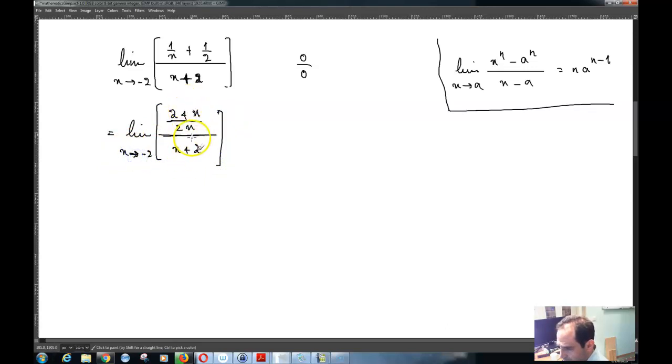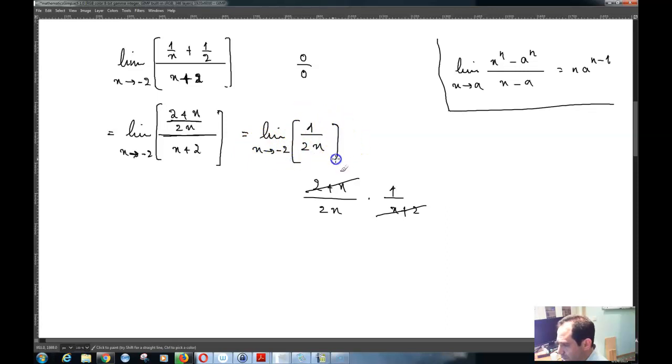Now you can simplify: 2 plus x over 2x times 1 over x plus 2. You can cancel these two and you'll get 1 over 2x. So you get the limit of 1 over 2x as x tends to negative 2, which gives you 1 over negative 4, that is, negative 1/4. So the answer is negative 1/4.